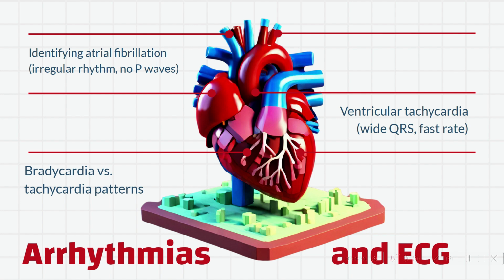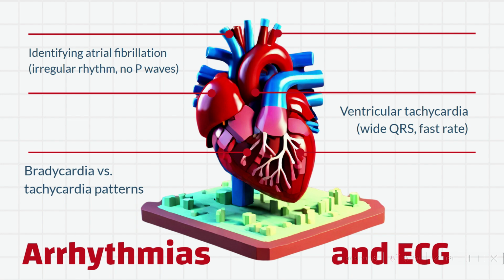Recognition of AFib on ECG enables timely initiation of anticoagulation therapy and rhythm or rate control strategies. Another serious arrhythmia identifiable on an ECG is ventricular tachycardia, which represents a fast heart rate with a wide QRS complex. This rhythm originates in the ventricles and can quickly deteriorate into ventricular fibrillation, a life-threatening condition requiring immediate intervention.